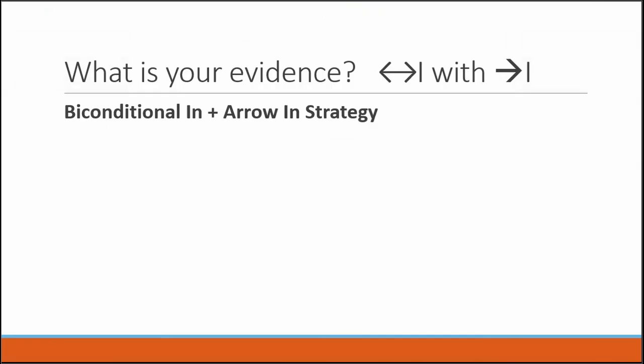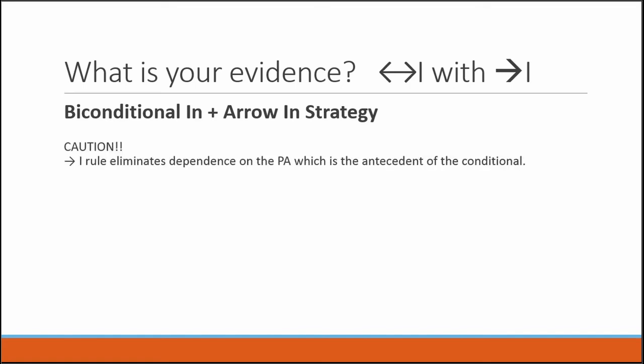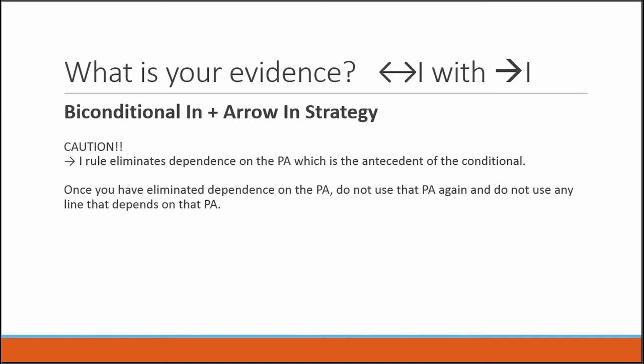Okay, so that was it. Biconditional in plus double arrow in strategy. And again, just a caution, the arrow in rule eliminates dependence on the provisional assumption, which is the antecedent of the conditional you infer using arrow in rule. So be sure that once you have eliminated dependence on that provisional assumption, you do not reintroduce dependence. Do not use that provisional assumption again, and do not use any line that depends on that provisional assumption.